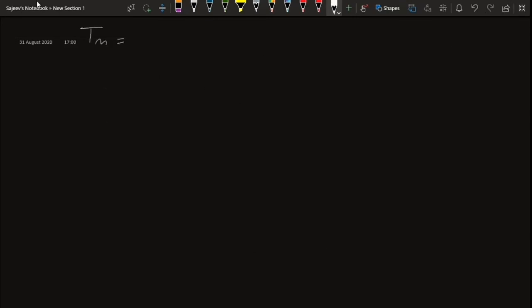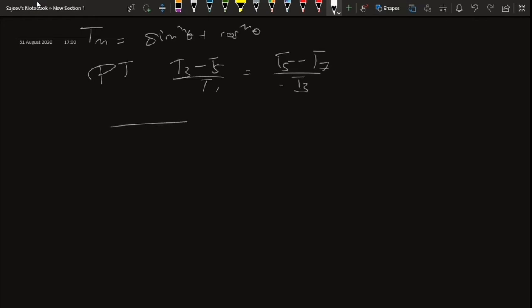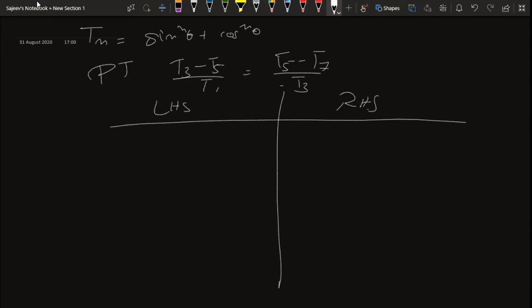Okay, let t n be sin power n plus cos power n. So we need to prove that (t3 minus t5) by t1 is equal to (t5 minus t7) by t3. I have no idea what I will reach if I go from LHS to RHS. So let me simplify the LHS to reach something simpler, and let me simplify the RHS separately to reach something similar, and let's see what we get.